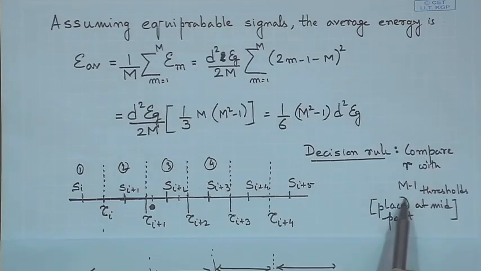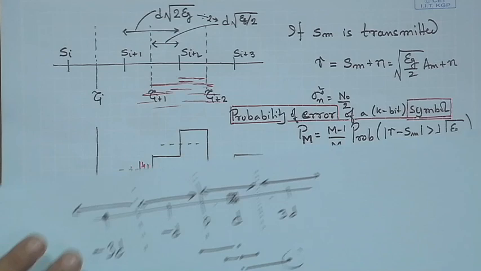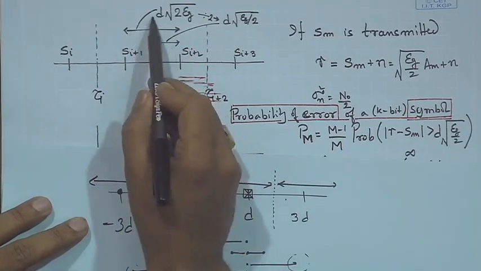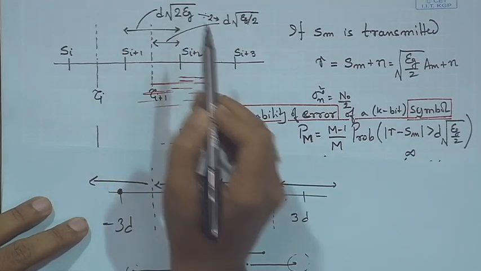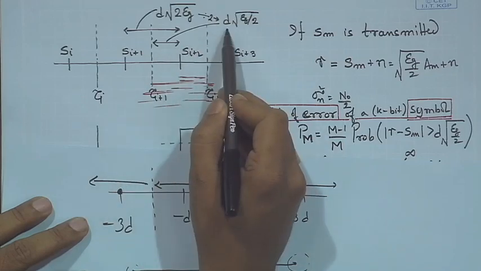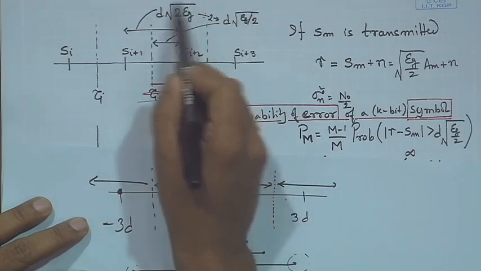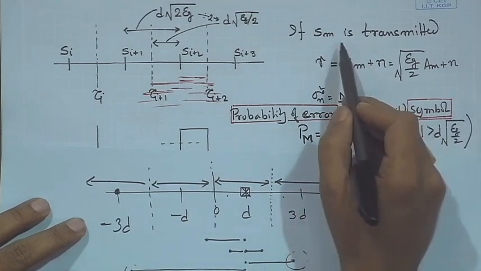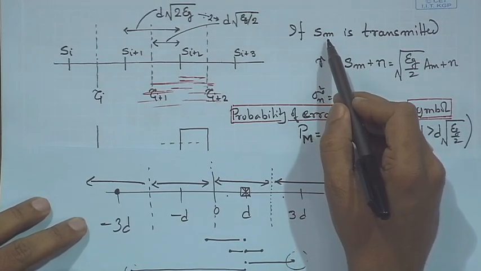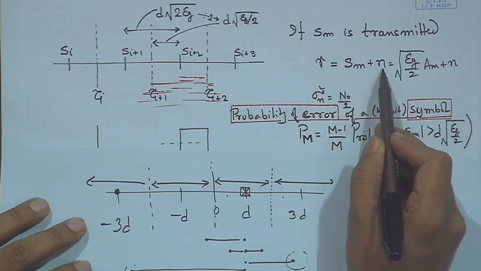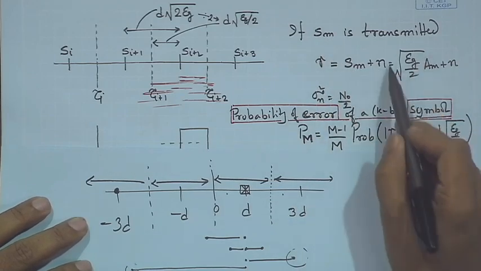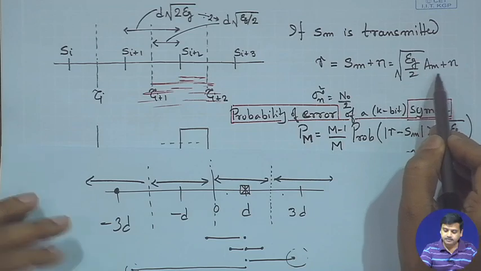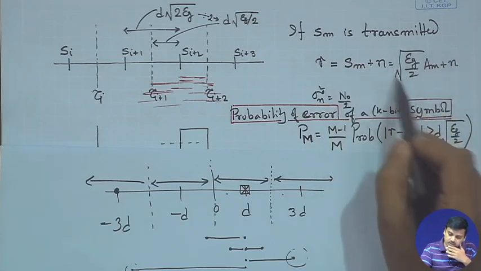If there are M levels, there are M minus 1 thresholds. If this distance is d root over 2E_g, half the distance is d root over E_g by 2. Simply divide this by 2 and you get this particular number. If S_m is the signal that is transmitted, the received signal is of course S_m plus noise, and S_m, as we have seen, is root E_g by 2 times A_m. Therefore, the received vector is this.